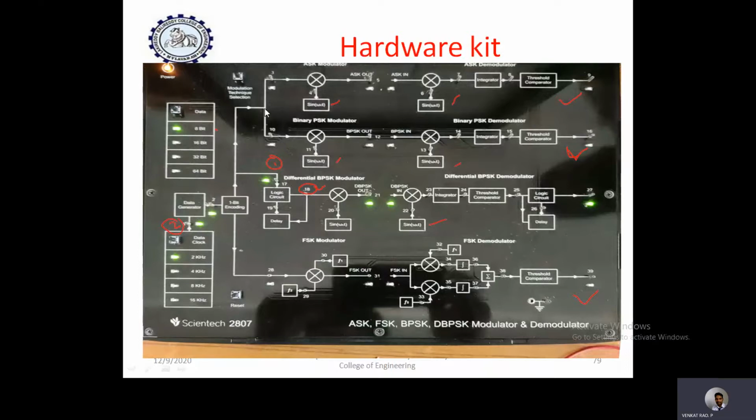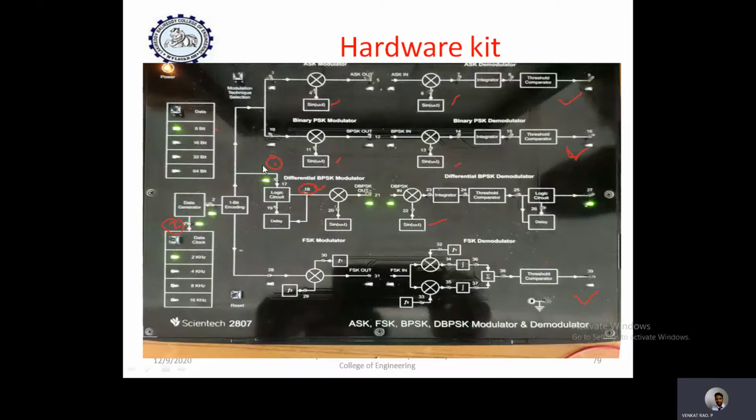For this modulation, this is the input. For this modulation, this is the input. So all the input data is coming after this coding. For example, in our case, this part is nothing but the DPSK modulator, and this part is nothing but the DPSK demodulator.